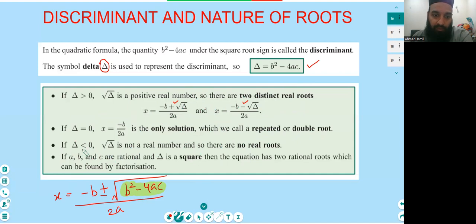Got it? Or equal roots. And the third case is when delta is less than 0. In this case, there is a negative number inside the square root sign, and obviously this will give you a non-real number, right? Because it's a negative number inside the square root, the answer will not be a real number. So in this case, the roots will be not real roots. Got it? Okay. Now we'll be solving questions to understand this concept.